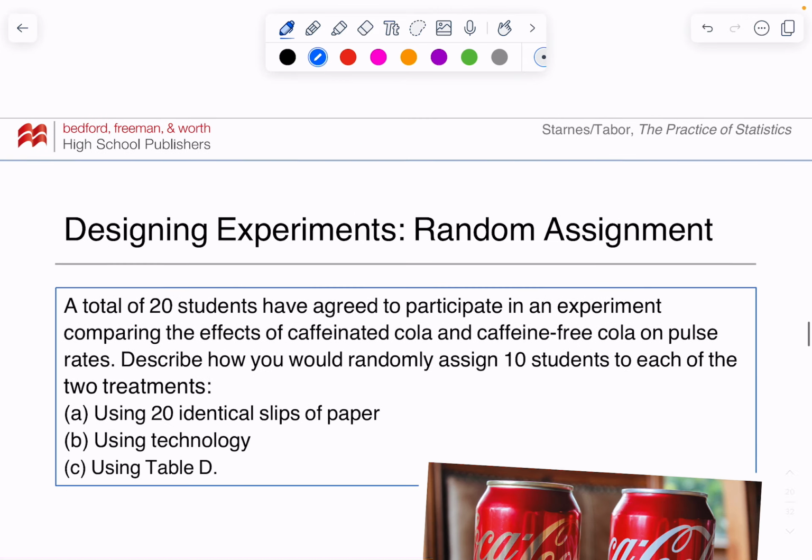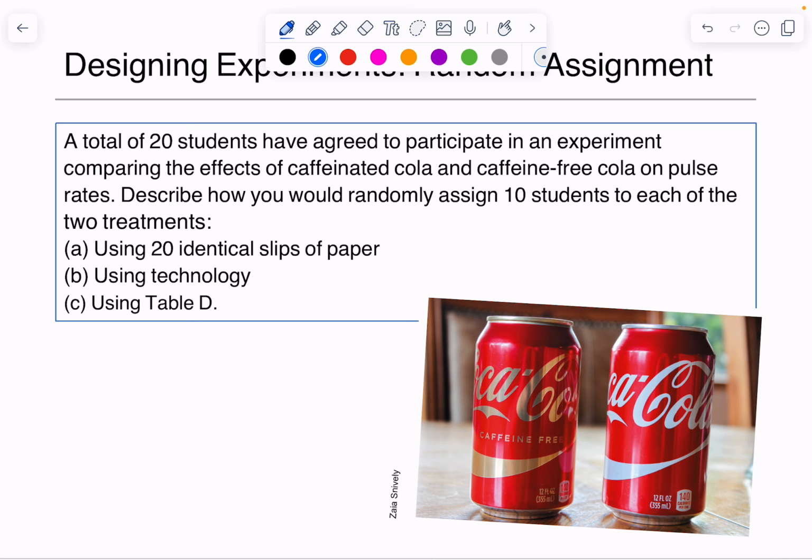All right, so for example, a total of 20 students have agreed to participate in an experiment comparing the effects of caffeinated cola and caffeine-free cola on pulse rates. Describe how you would randomly assign 10 students to each of the two treatments using A, 20 identical slips of paper, B, technology, or C, table D. So, if we're using 20 identical slips of paper, okay, you could just write everybody's name on their own individual piece of paper, put them in a hat, randomly pick 10 pieces of paper. Those students would be in the caffeine group. The rest would be in caffeine-free.